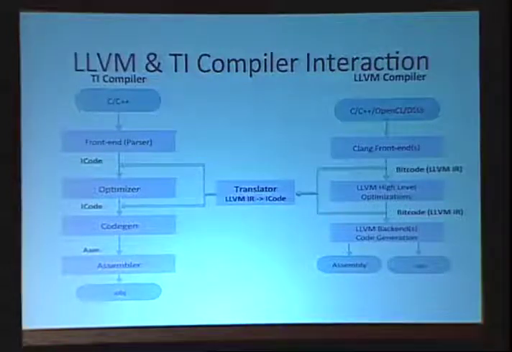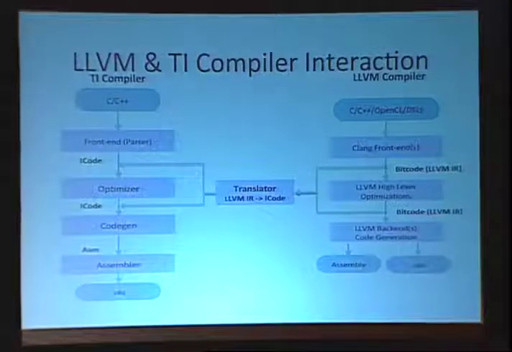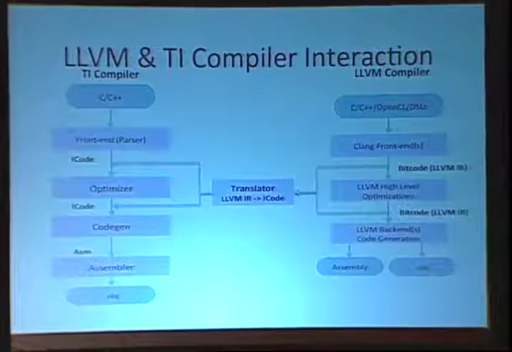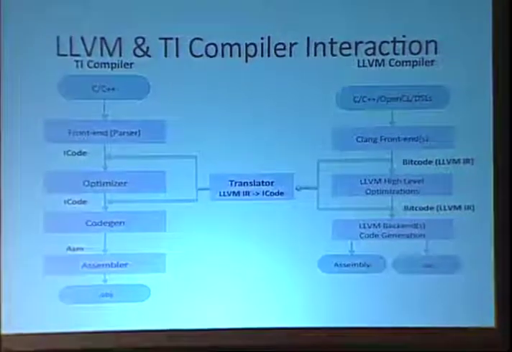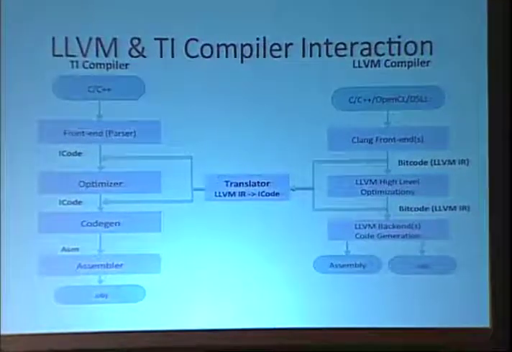And so the approach that we're taking is we've written this translator that's sitting in the middle, and it provides us lots of options. We can use Clang to compile our code, and then we can immediately convert it over to our I-code, run it through our high-level optimization, or go right into the code gen. And then we also have the option of running the LLVM high-level optimizations before we convert over, and then either run our optimizer as well or go straight to our code gen.